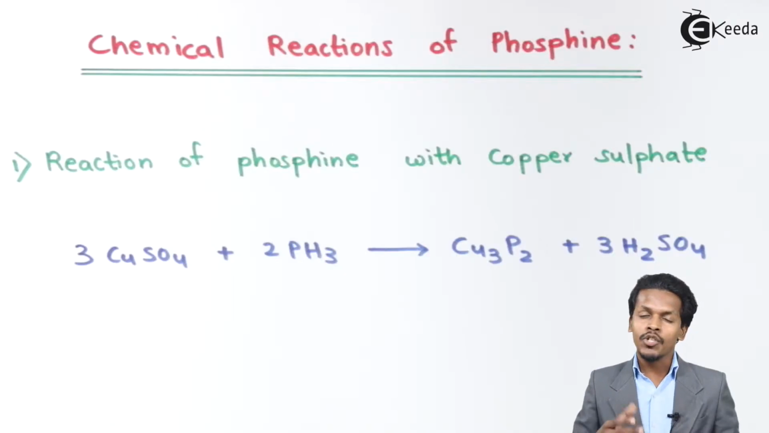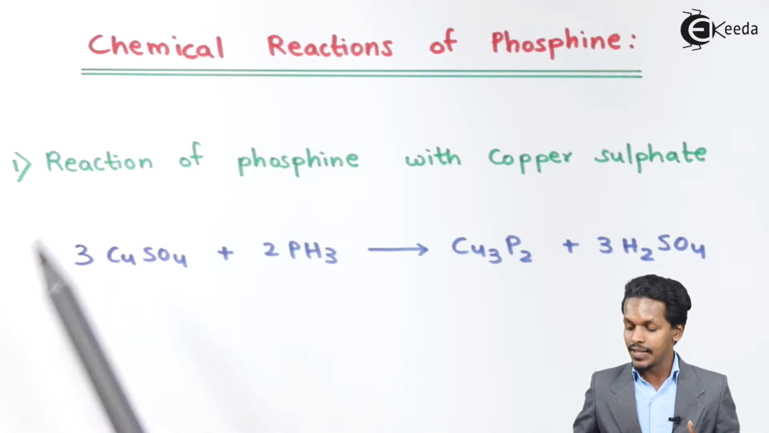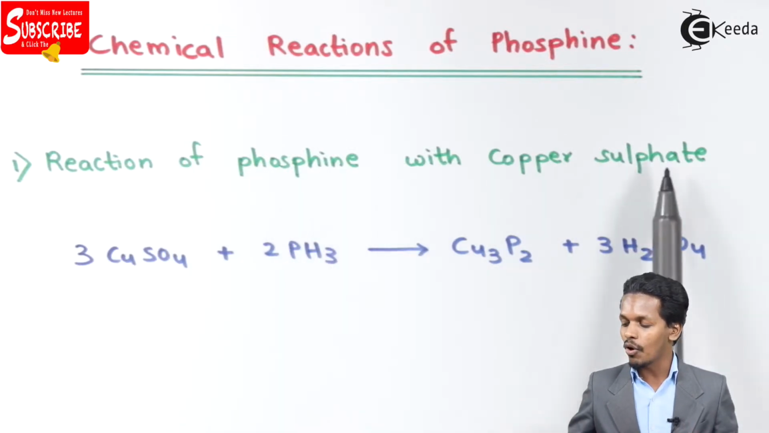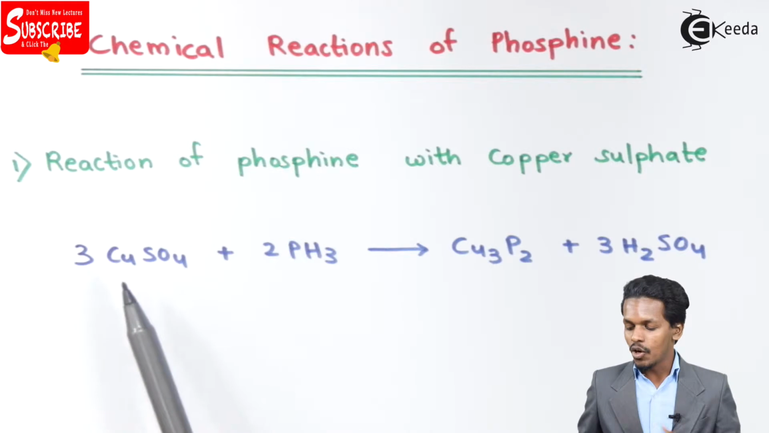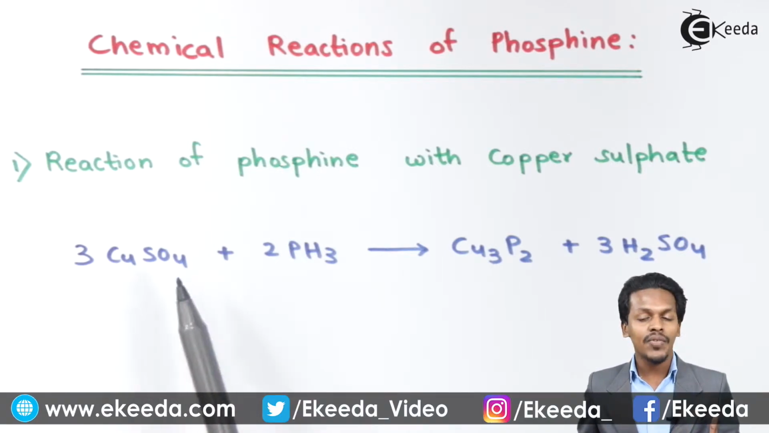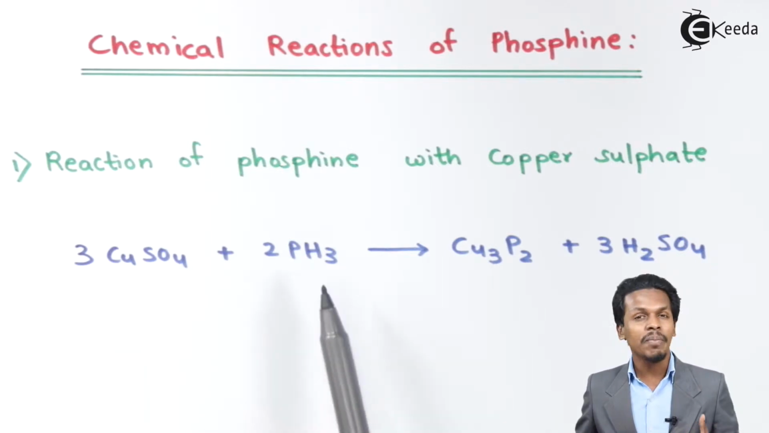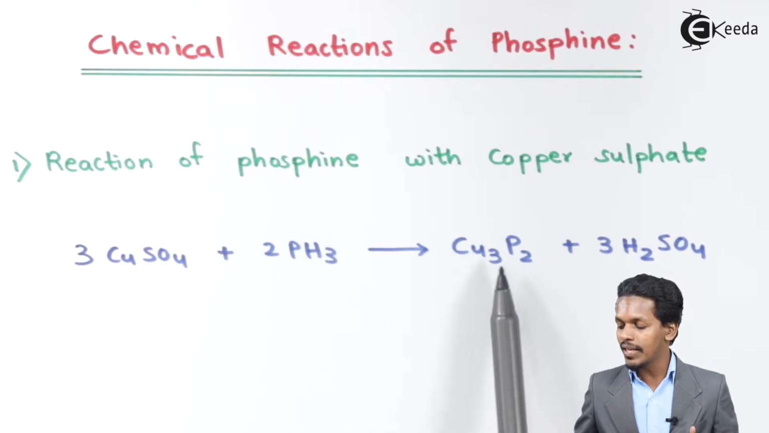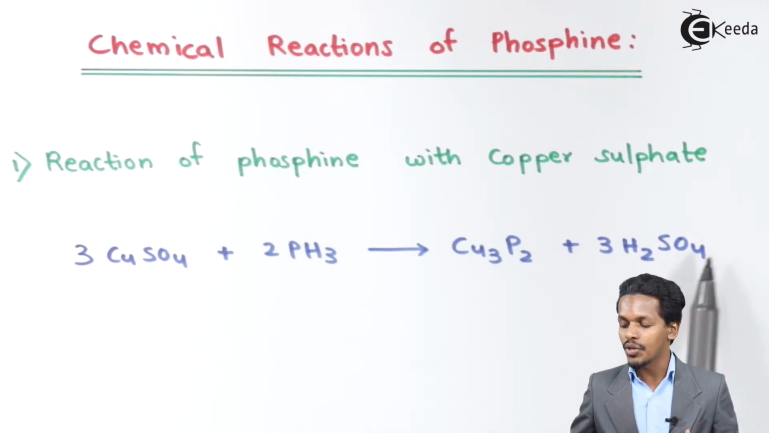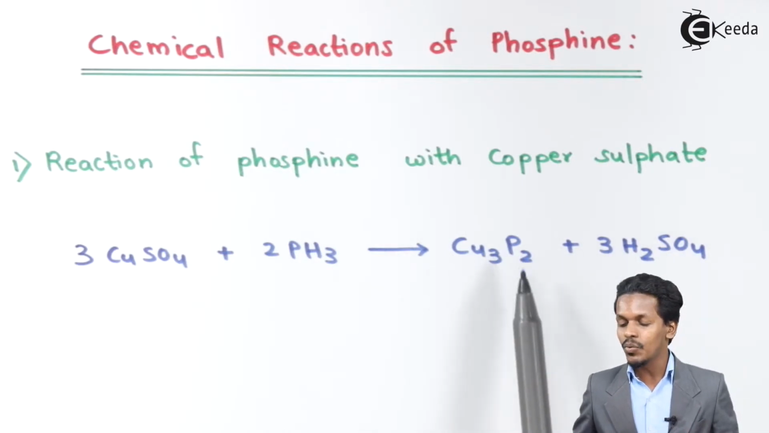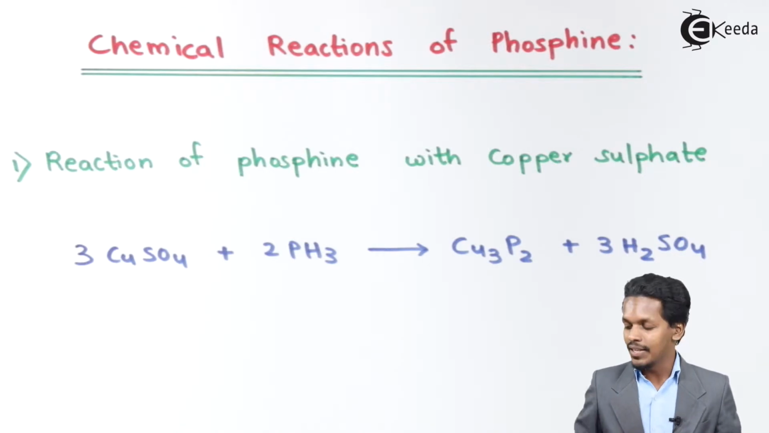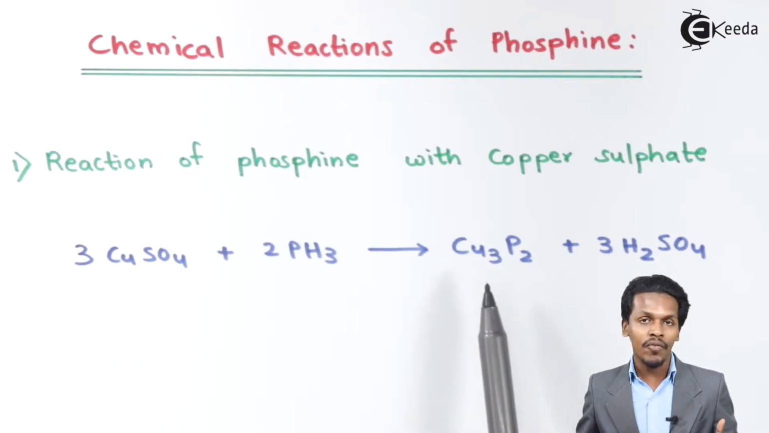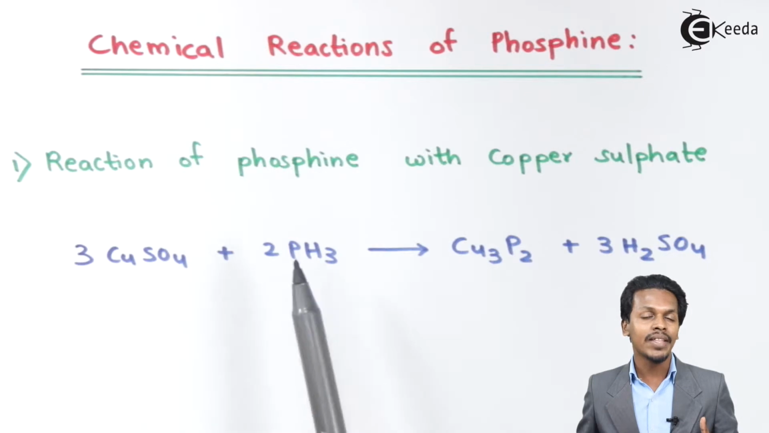So friends, in this topic let me talk about the chemical reactions of phosphine. The first one is the reaction of phosphine with copper sulfate. In this case, 3 moles of CuSO4 is treated with 2 moles of PH3 so as to obtain Cu3P2 along with 3 moles of H2SO4. This Cu3P2 is known as copper phosphide. So this is how we can obtain copper phosphide whenever we react copper sulfate with phosphine.